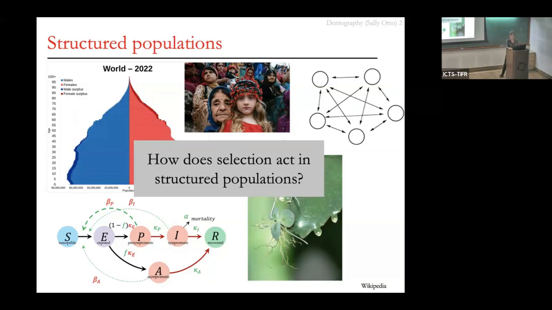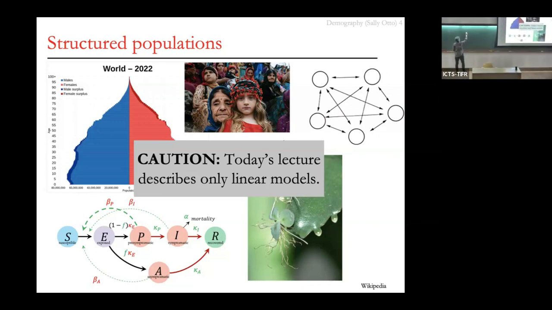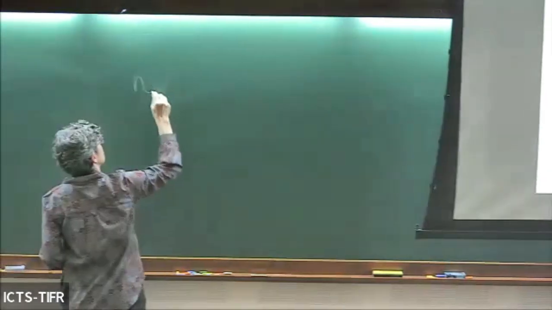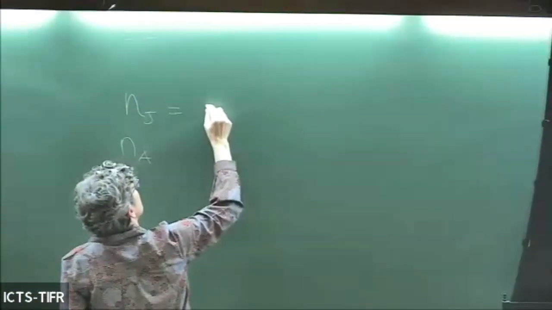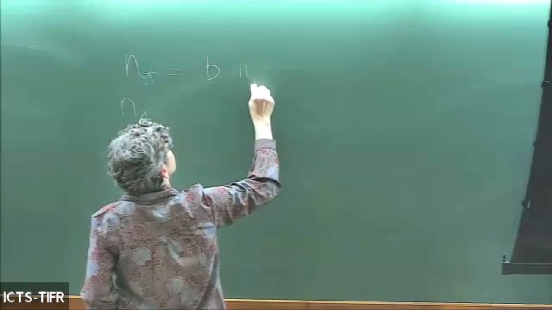So before we answer the question of this lecture, which is how does selection act on structured populations, I'll need to talk about how we model structured populations. One caveat for this whole lecture is that I'm going to talk about these modeling approaches for linear models. By linear models, I mean that the number of juveniles and adults is some function of the number of juveniles in the previous time point.